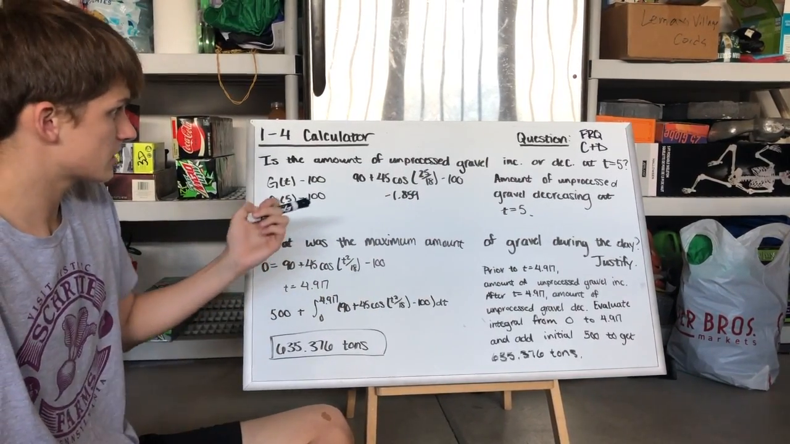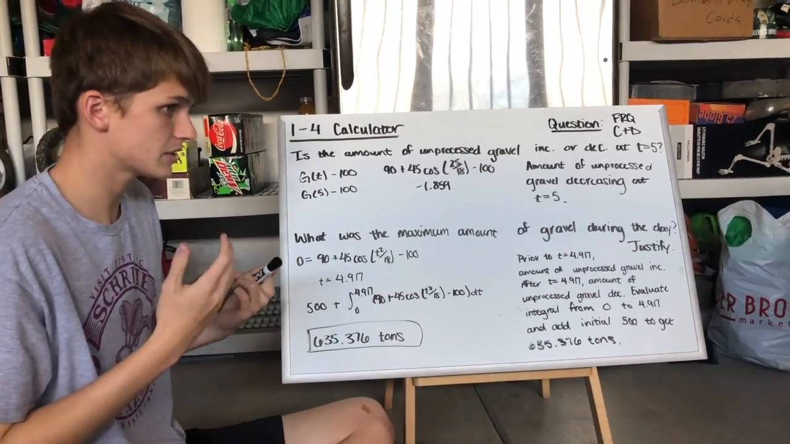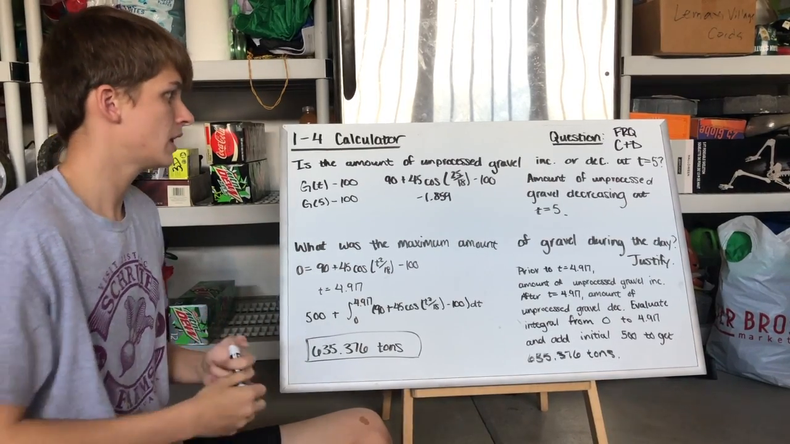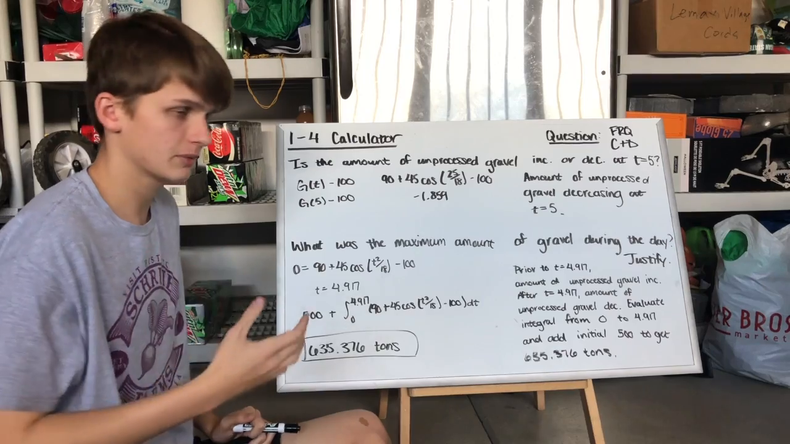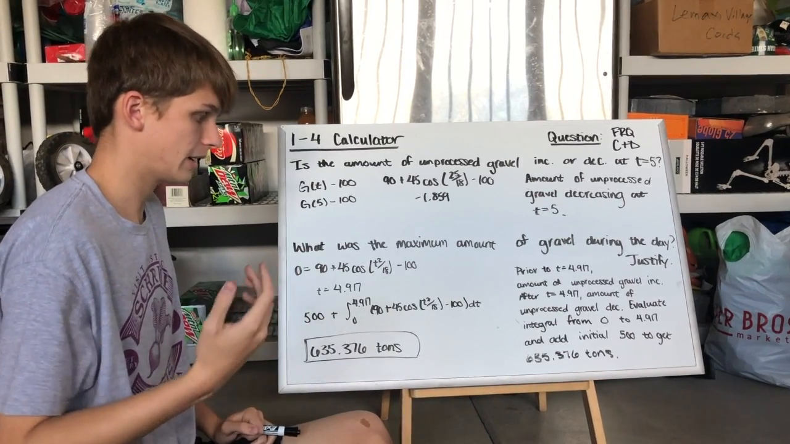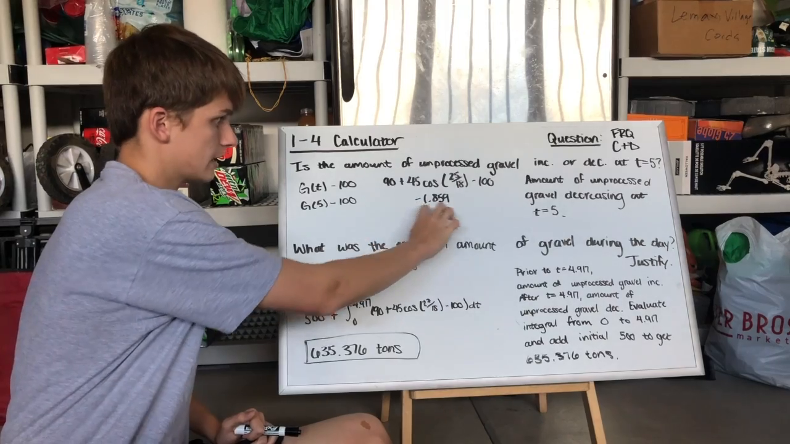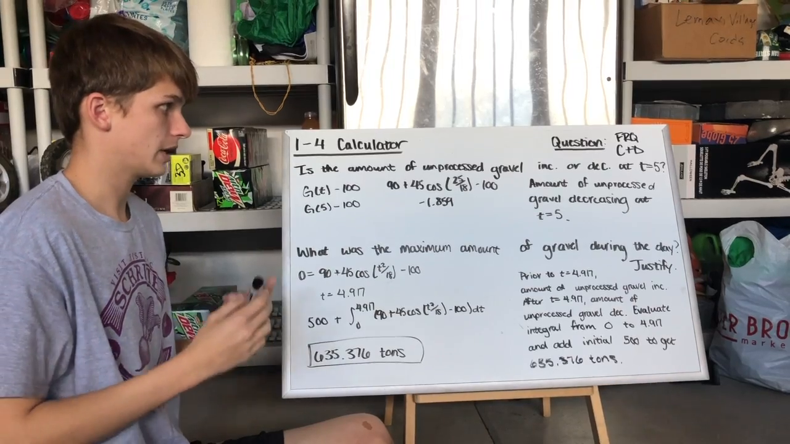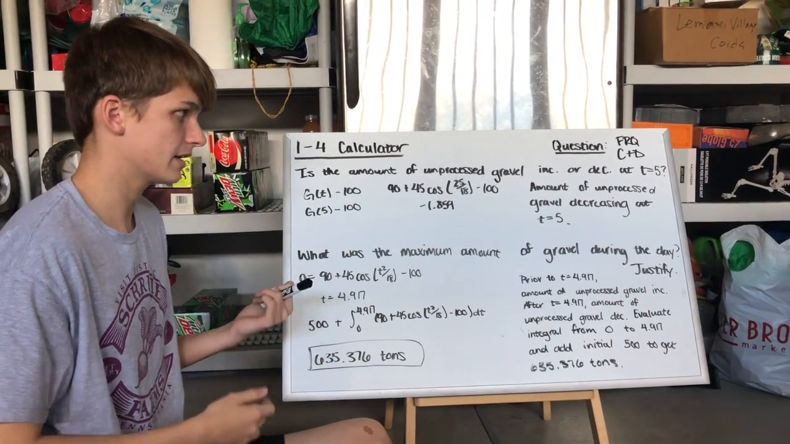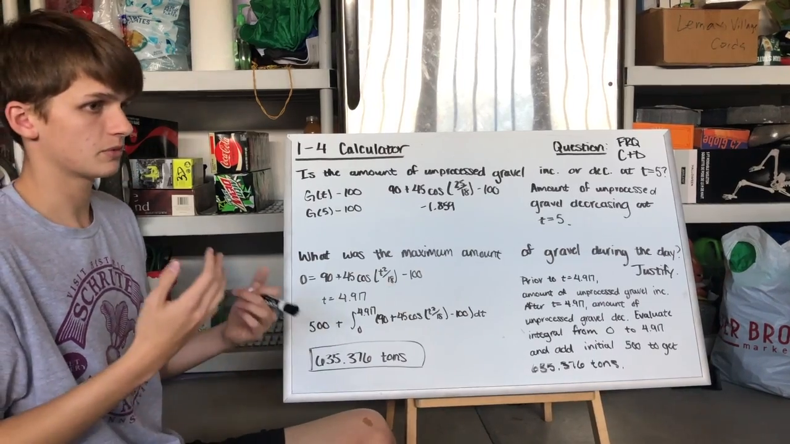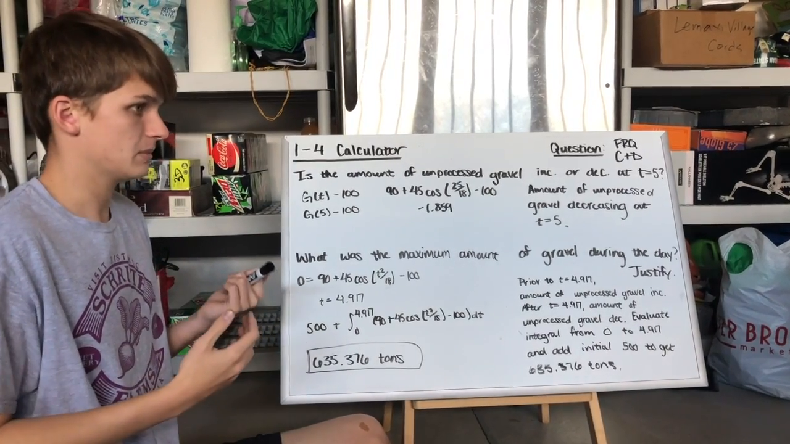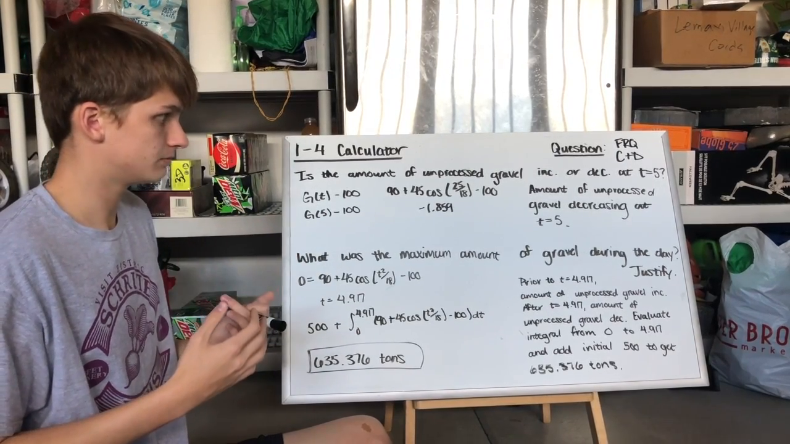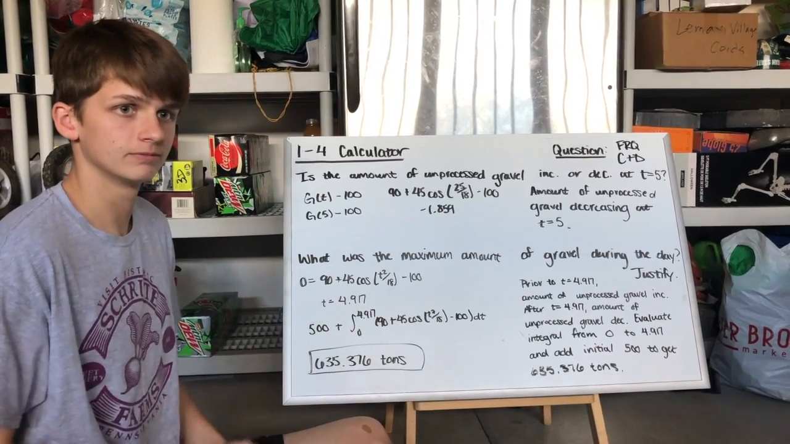We also have to subtract 100 from this total amount, since 100 tons are taken away from the unprocessed gravel pile after every hour. And since we get a negative number from this equation, we know that the amount of unprocessed gravel is decreasing at t equals 5, since when the first derivative is negative, that means that the original function is decreasing.